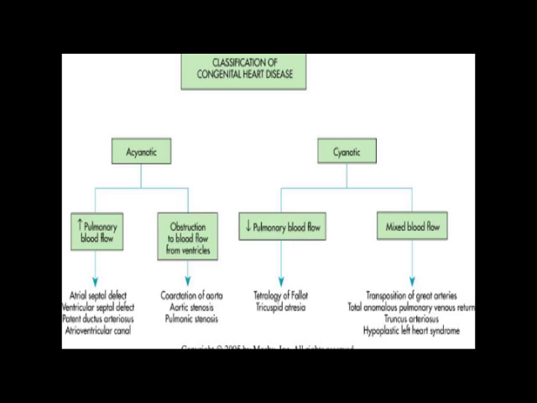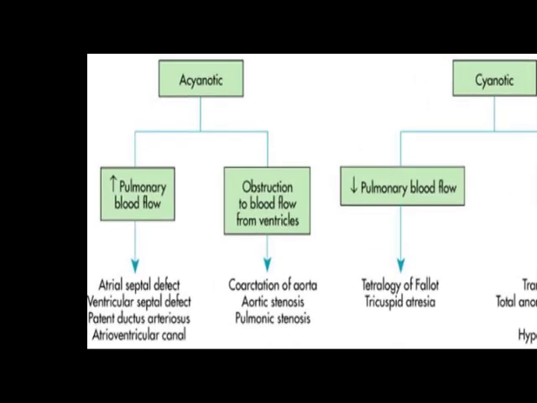So it shows acyanotic and then cyanotic. The major ones we're going to talk about today, and that you're responsible for, under acyanotic, or ones that are primarily without blueness, would be the increased pulmonary blood flow. If you look down, it's ASD, which is atrial septal defect, VSD, and then PDA. Those are the three most important ones. And then under obstruction of blood flow, which is also acyanotic, we're going to talk about coarctation of the aorta, and we're also going to talk about stenosis. Either the aortic valve is stenosed or stuck, or the pulmonic is stenosed or stuck.